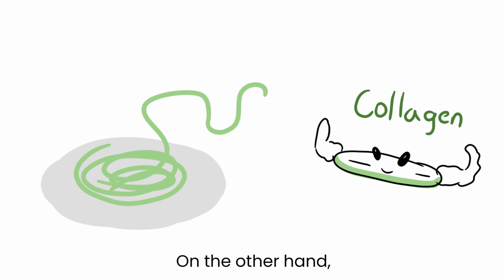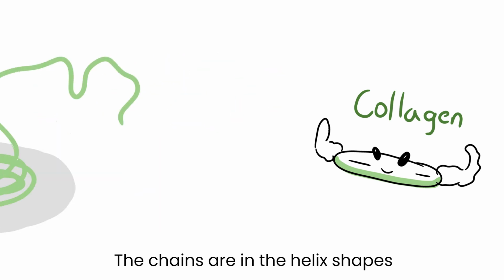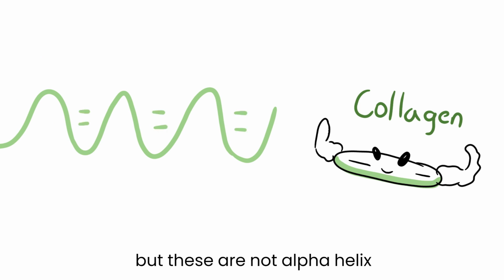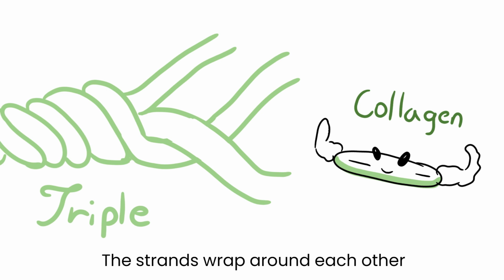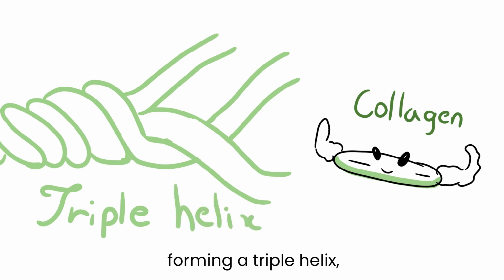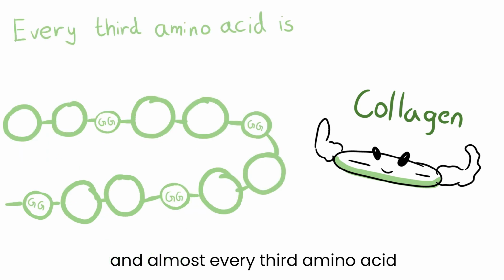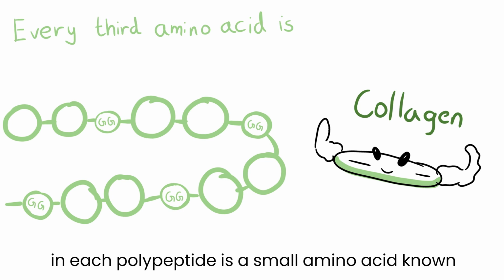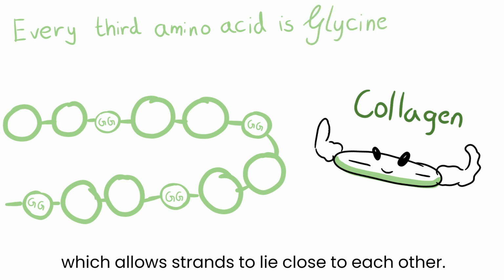On the other hand, collagen is like a stretchy piece of spaghetti. The chains are in helix shapes, but they are not alpha helix as it is not tightly wound. The strands wrap around each other, forming a triple helix. They are held together by hydrogen bonds, covalent bonds, and almost every third amino acid in each polypeptide is a small amino acid known as glycine, which allows strands to lie close to each other.